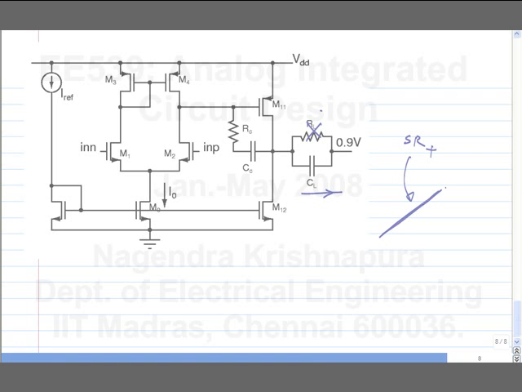If the voltage across the capacitor is changing at a certain rate, the current through it is the rate of change times the capacitance value. So this current is CL times SR plus. What will be the current through CC? Let's again neglect RC. It's not going to have much effect. What will be the voltage at this point? What will be the voltage swing?